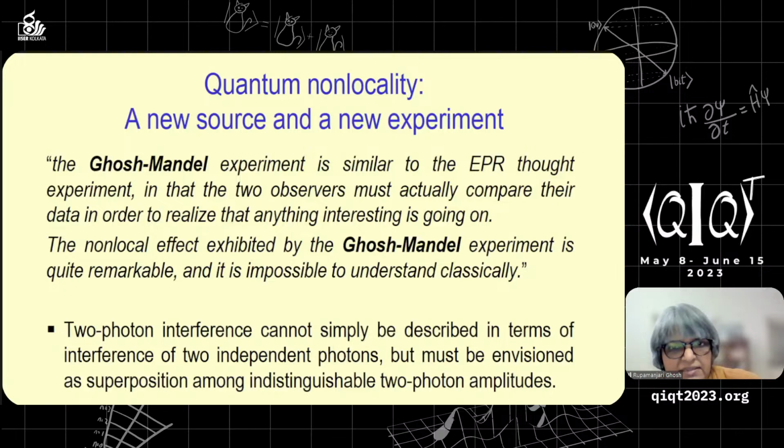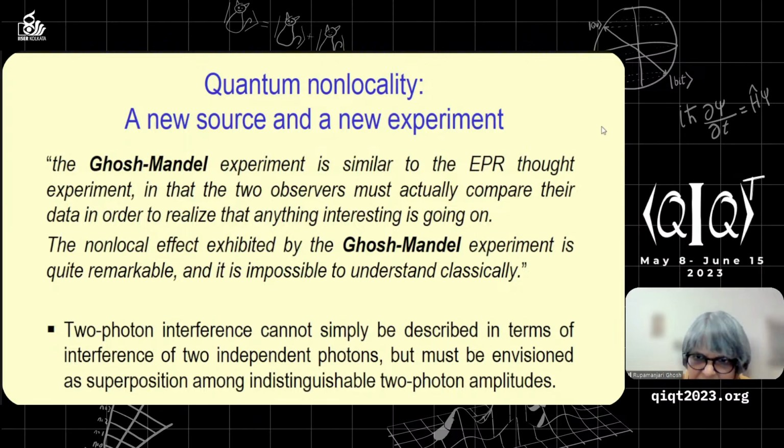And it went on to say that the experiment I did, not just the creation of the source, the experiment was of course a little different from Bell inequality experiments. It was similar to the EPR thought experiment. And you can look that up. It is a very non-local effect that my experiment showed. And this 2 photon interference that I just described cannot simply be described in terms of interference of 2 independent photons, but must be envisioned as superposition among indistinguishable 2 photon amplitudes. So this is really essentially quantum mechanics, and it's quite remarkable.